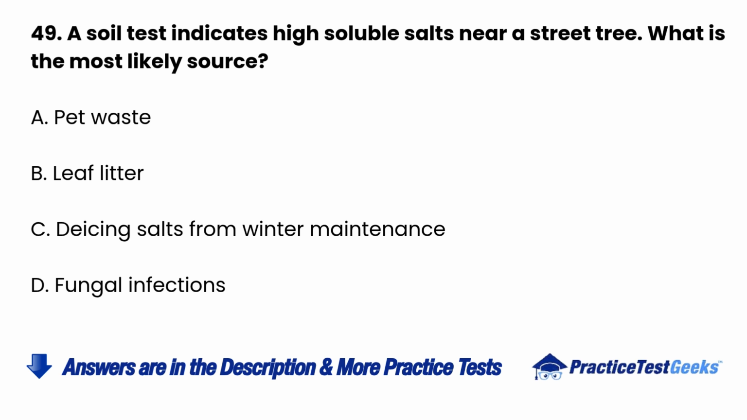49. A soil test indicates high soluble salts near a street tree. What is the most likely source? A. Pet waste. B. Leaf litter. C. De-icing salts from winter maintenance.